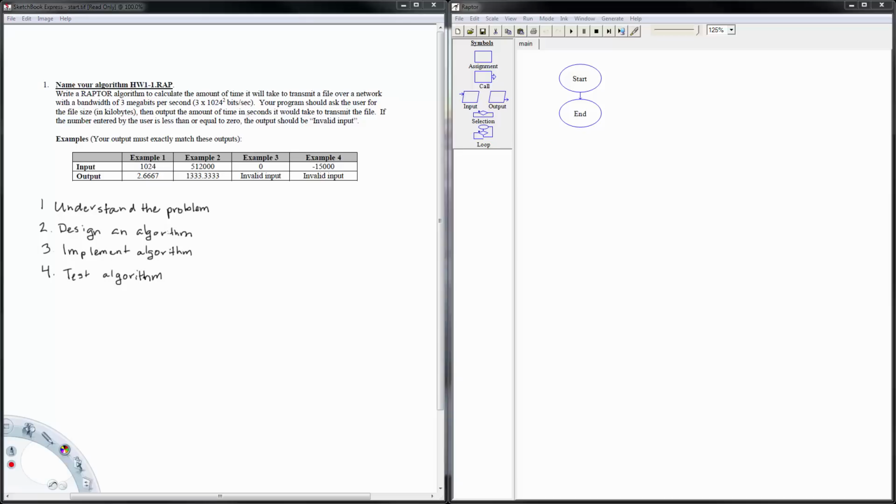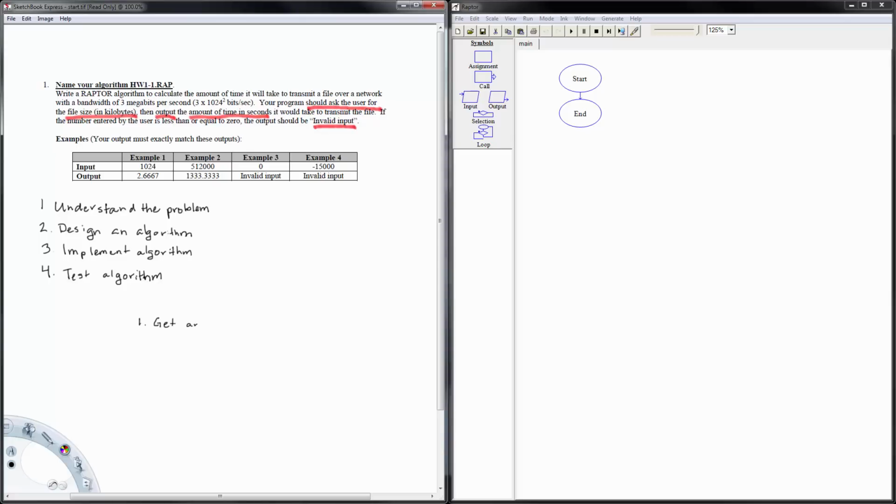Taking a closer look at the problem description, we see that we have one input, which should be the file size in kilobytes, and then one output, which is either the transmit time or invalid input if the user's input was less than or equal to 0.